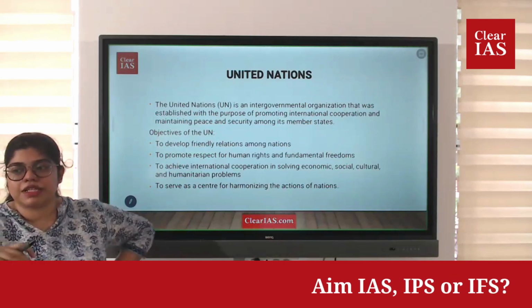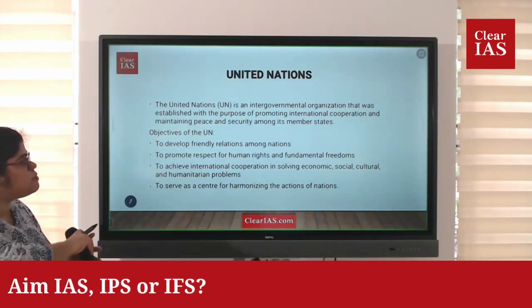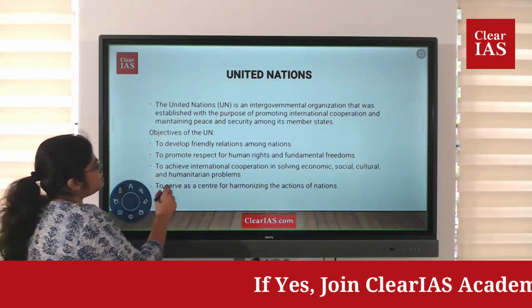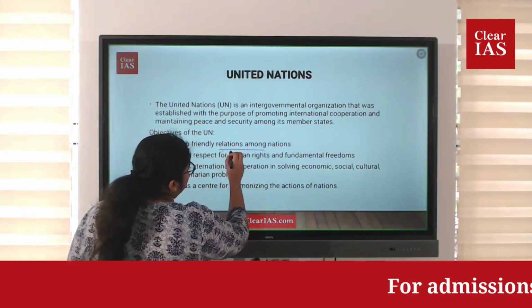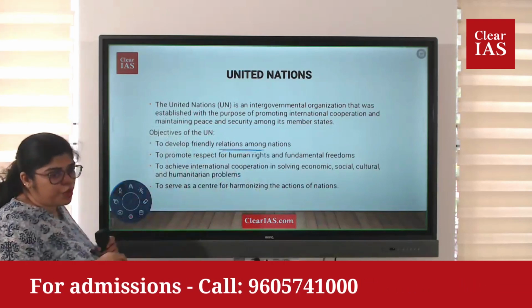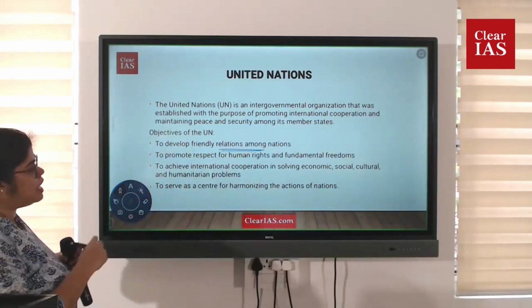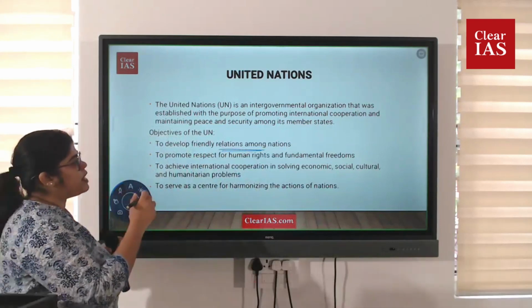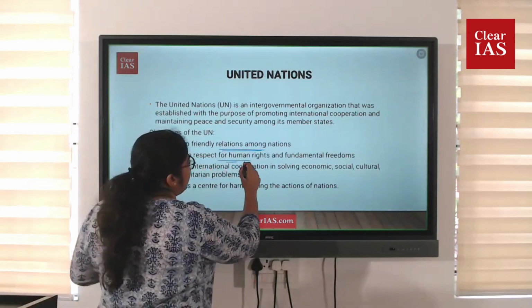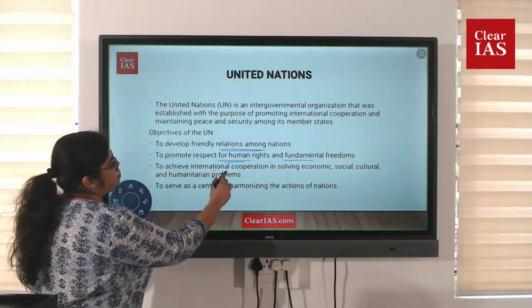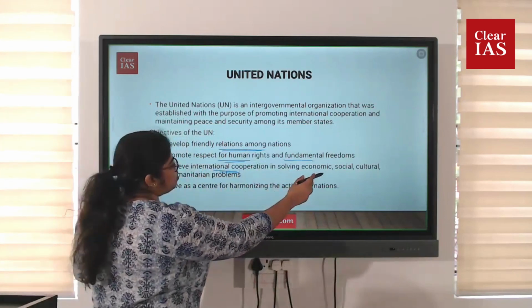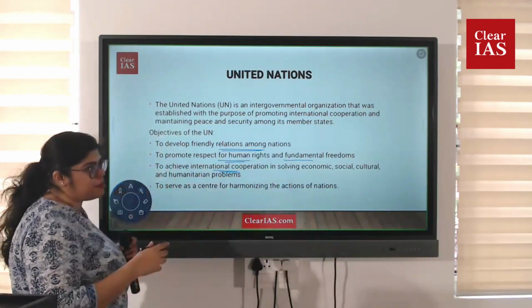So United Nations, there are some objectives mentioned under UN. The first objective is to develop friendly relationships among nations. So bringing more coordination and friendship among nations. Then promote respect for human rights and fundamental freedom. Achieve international cooperation in solving economic, social, cultural, humanitarian problems.